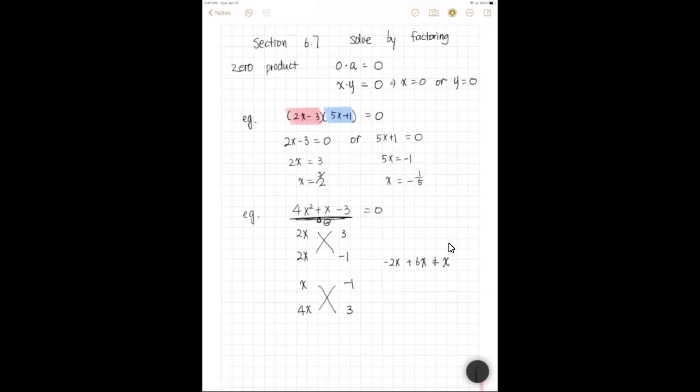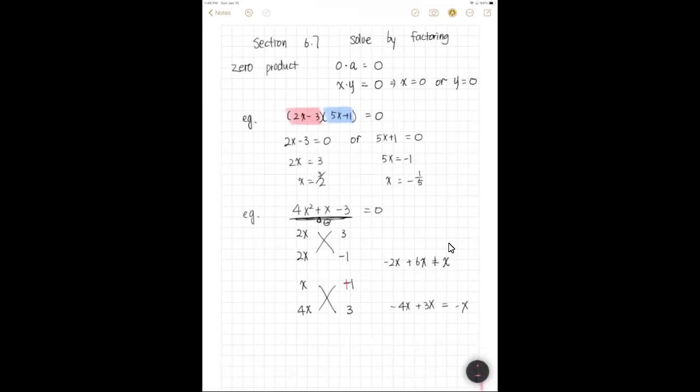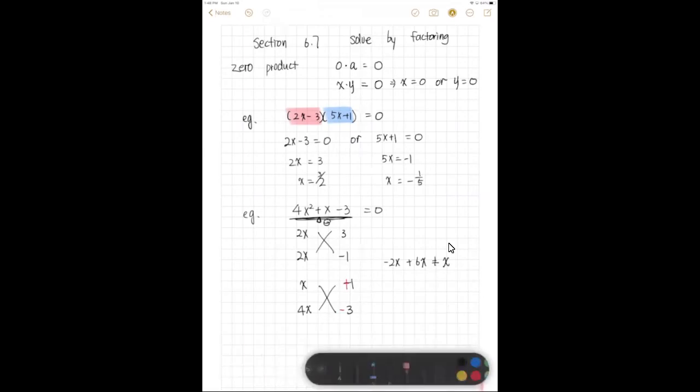Okay, so we cross multiply, we have negative 4x and then plus 3x, which equals negative x. Oops, if you take a look at our x and negative x, they're opposites, right? This is close. So what can we do to change this? What we can do is change the signs: positive 1 and negative 3. Now we do it again. So I have negative 3x plus 4x, which equals our x. This is the combination we're looking for.